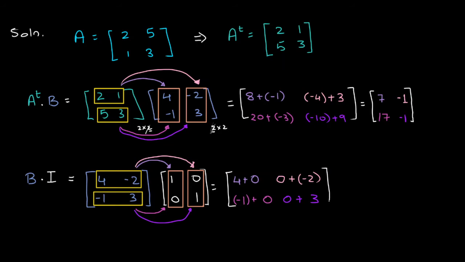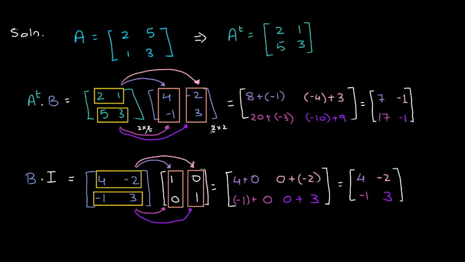So if you have noticed here, the elements that have popped out after multiplying matrix B and matrix I are the same elements as matrix B. So 4 plus 0 is 4. 0 plus minus 2 is minus 2. Minus 1 plus 0 is minus 1. And 0 plus 3 is 3. So remember this. Anything multiplied to the identity matrix will give you the same matrix again. And we just showed that point here.